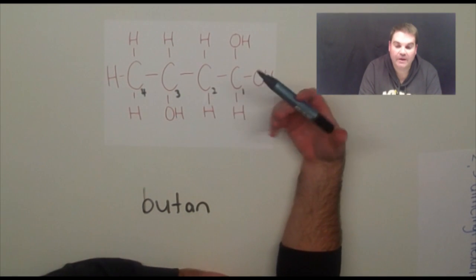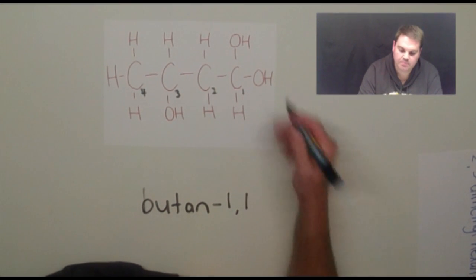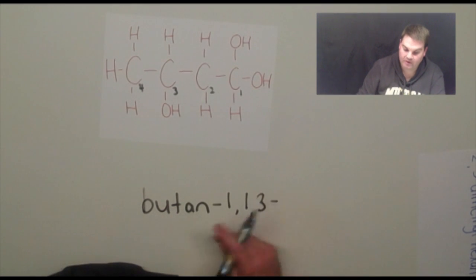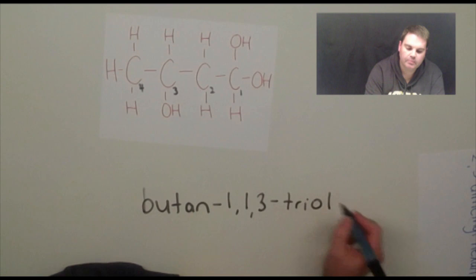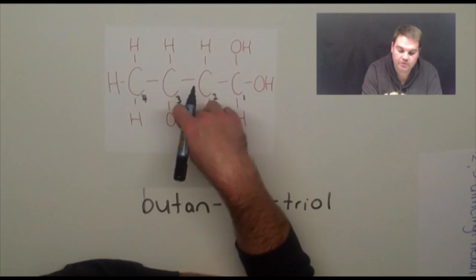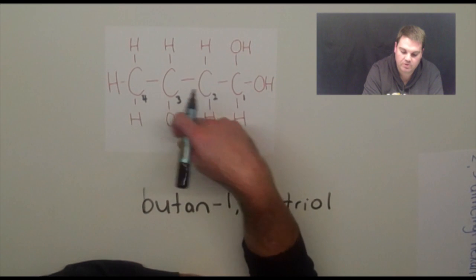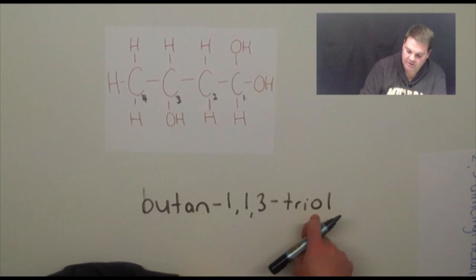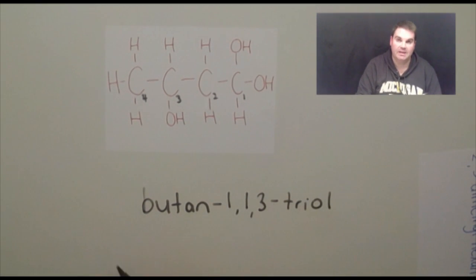So we have to number it again. So it's butane-1,1,3. There's 2 on the 1, and then there's a 3. And this time it's going to be triol. Because we come back to just having the hydroxyl groups on their own with no other functional groups, we don't put a hydroxy out the front. We go back to naming it with an -ol on the end, but we number them again. Hopefully just showing you that, to keep that in mind.